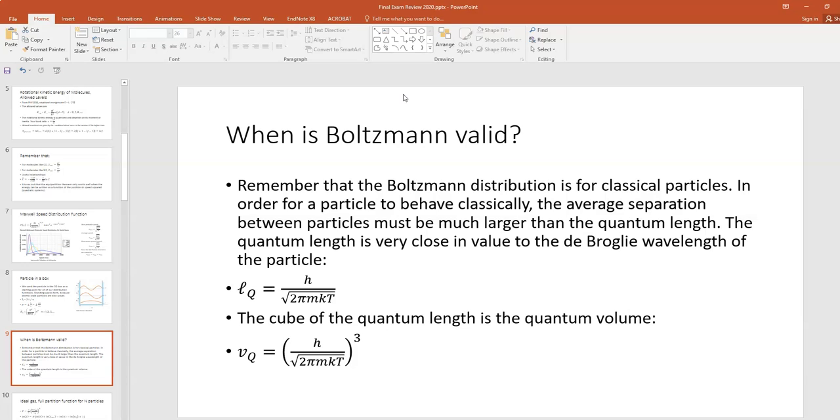That is the volume that you would expect a single particle to occupy in 3D space. And like I said, as long as the spacing in between the particles is such that their wave functions don't overlap, then you can use the Boltzmann distribution function to describe it. If they start to overlap, you have to use one of the quantum distribution functions, either the Fermi-Dirac or the Bose-Einstein.